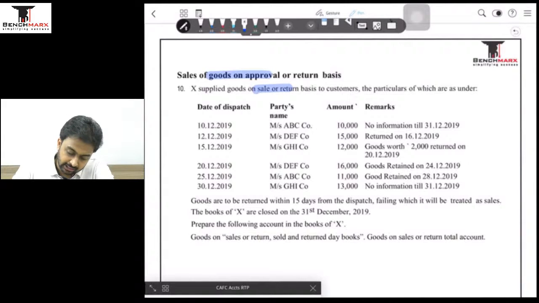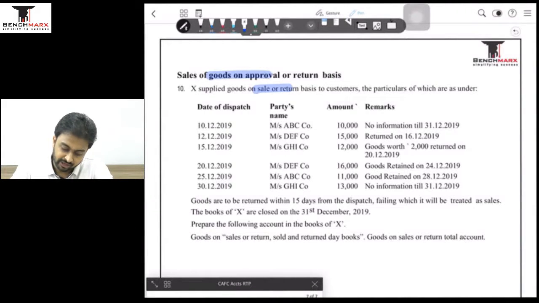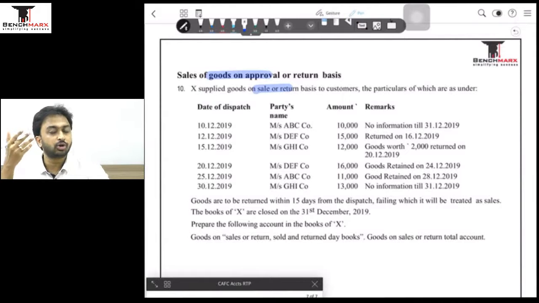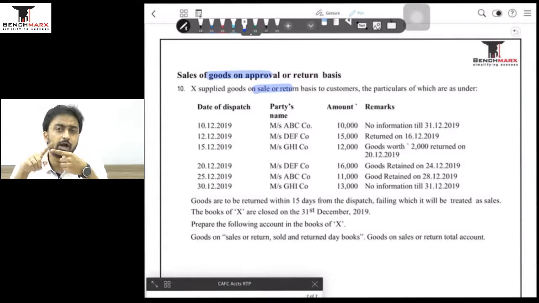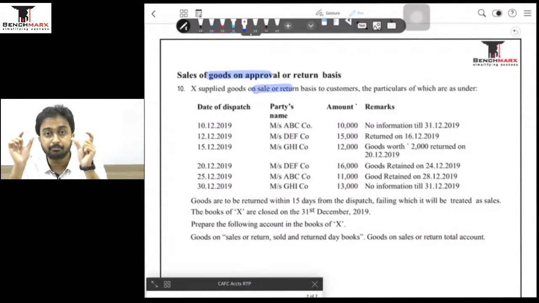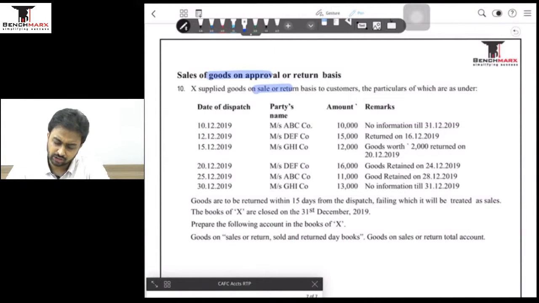So we have details regarding the date of dispatch. We have details regarding the party's name or the customer's name. Amount obviously needs to be given because we need to know कितना goods भेजा है, उसका worth क्या है. And remarks obviously will mean कि ये क्या हुआ है. So there are three options. Either the customer will approve the goods, telling कि हाँ भाई मेरे को इतना goods चाहिए, or he'll partially approve and partially send मेरे को नहीं चाहिए, या फिर he will not tell anything, meaning कि the period of approval is still pending. तीन ही ऑप्शन है, and so they will give the remarks.